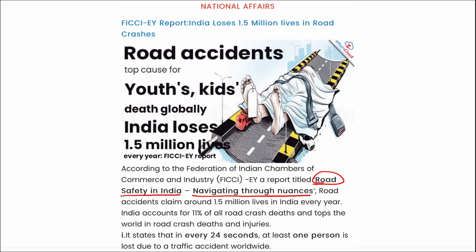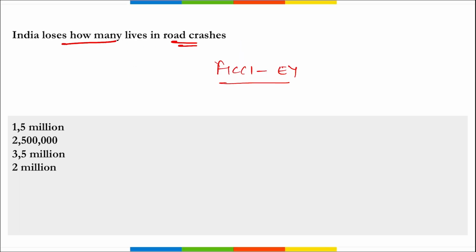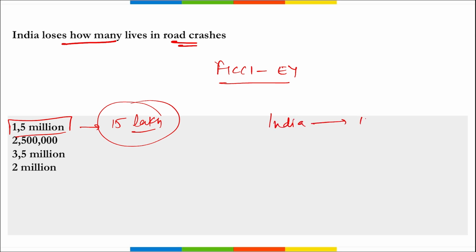This report was released by FICCI EY, and the data states that India loses almost 1.5 million, that is 15 lakh lives in road accidents every year. So 1.5 million, equal to 15 lakh lives, are lost every year because of road accidents. India accounts for 11% of all road crashes around the world, and it is stated that every 24 seconds at least one person is lost due to traffic accidents worldwide.